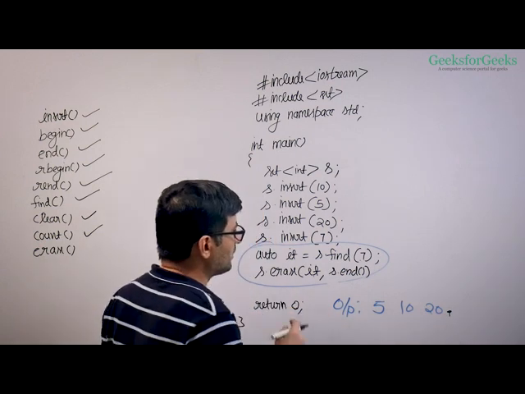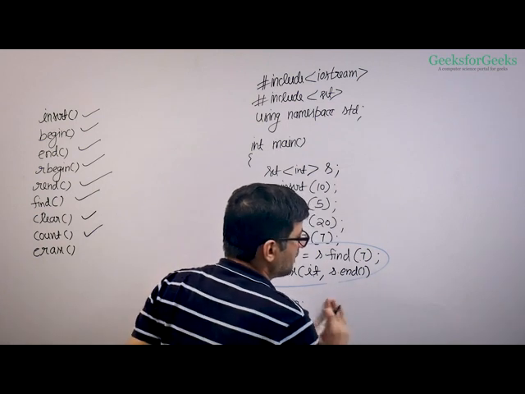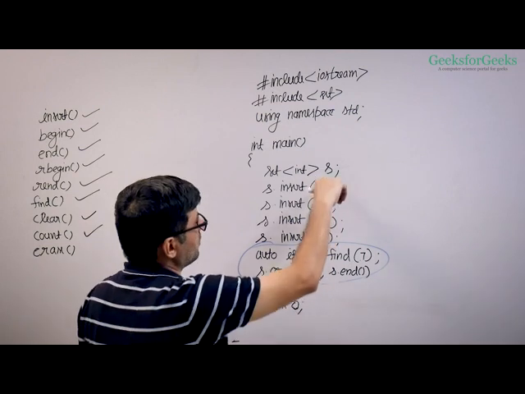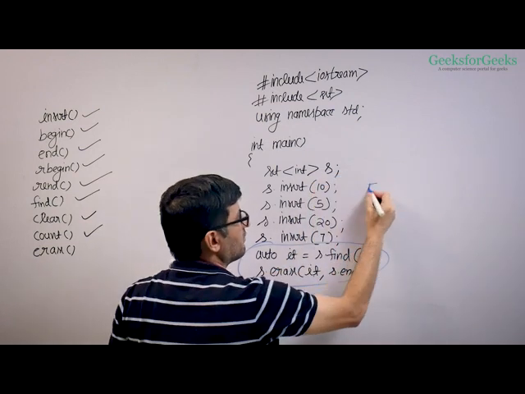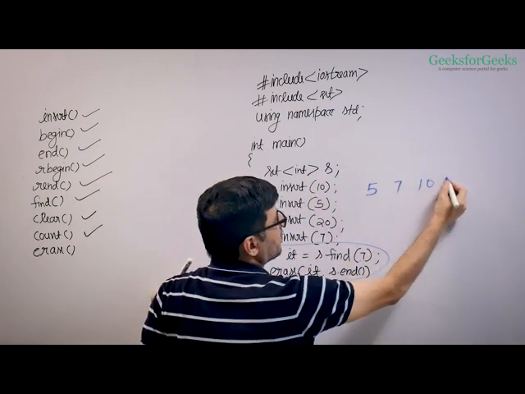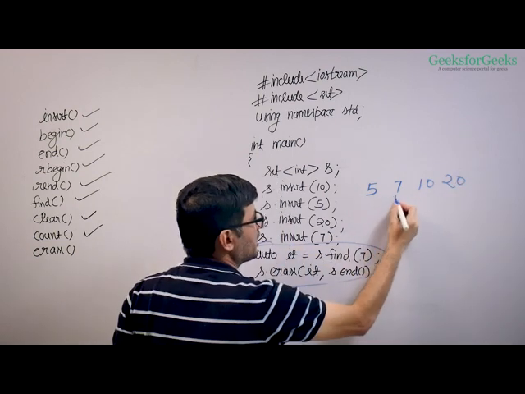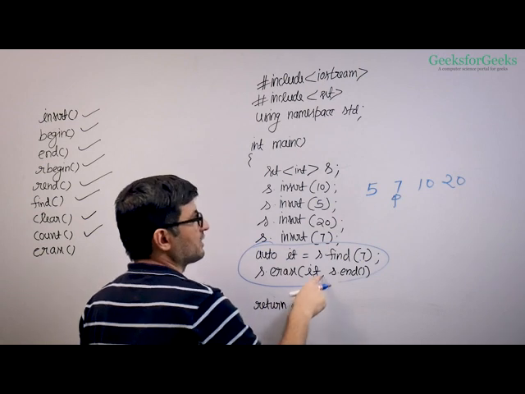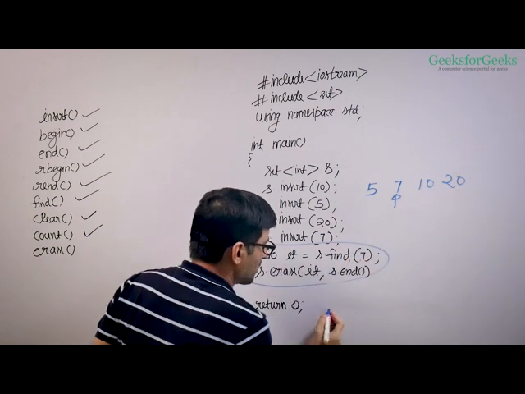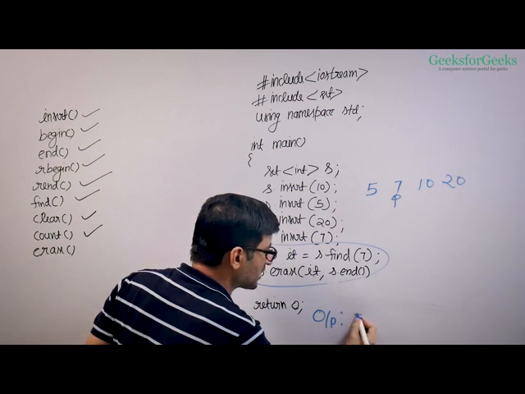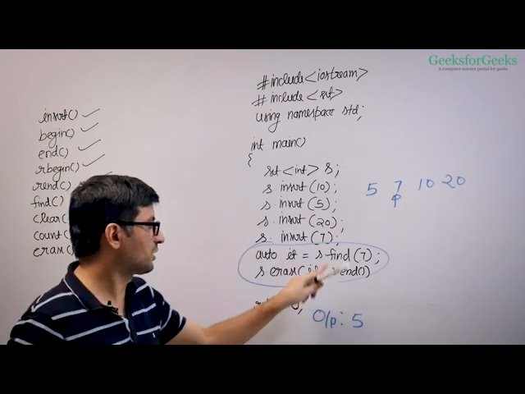So what will happen? In the modified program, what we did is we created a set with the elements 5, 7, 10, 20. Then we found an iterator for the 7, which is here. Now we removed everything from here to here. So the output is going to be only 5 because everything from 7 to end has been removed. So the output of this program is 5.